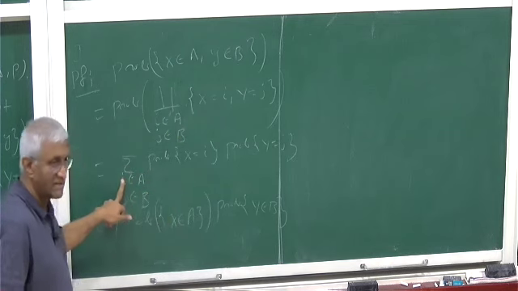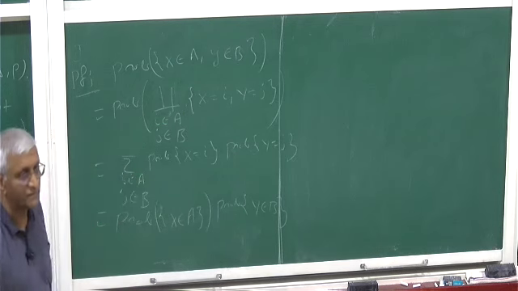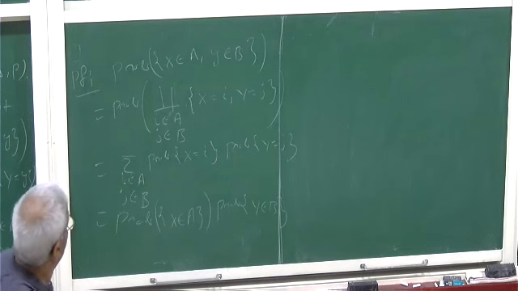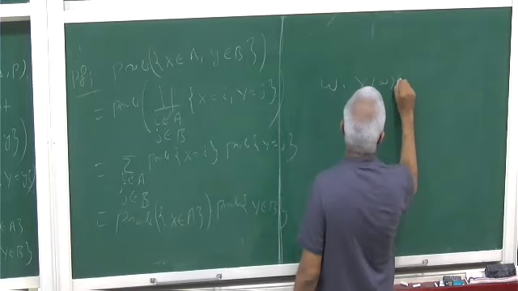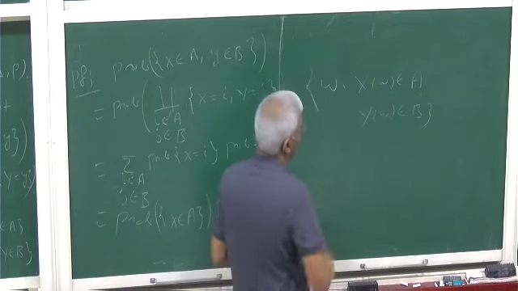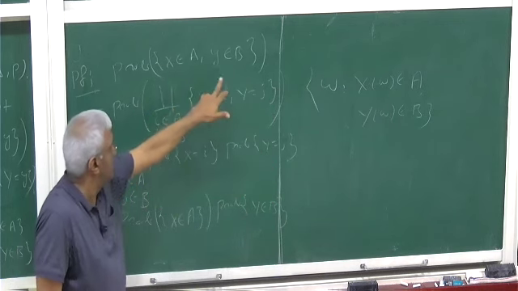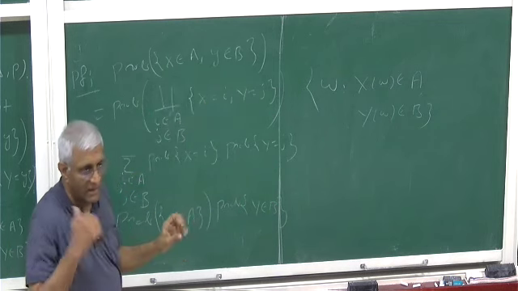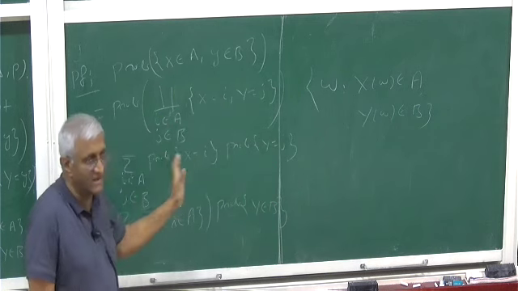Since they are disjoint, you write the sum like this. Now you take this sum, which will be the union here. That is just all those omega such that X of omega is in A and Y of omega is in B. That's what it means. I will write freely like this. When I said probability of X in A, Y in B, it means all those omega such that X of omega is in A and Y of omega is in B. I fixed that notation.